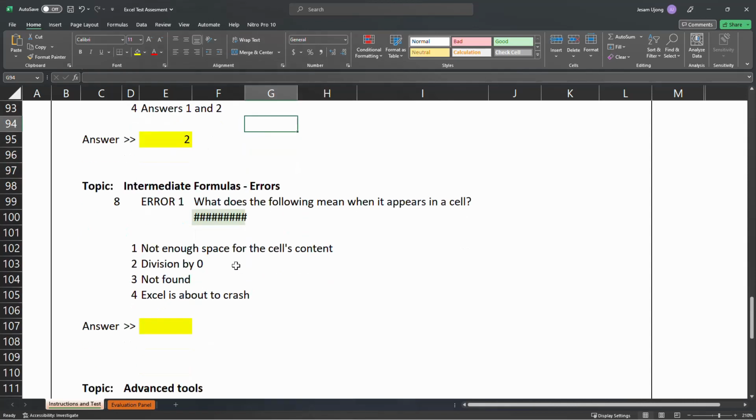Okay, so question 8. What does the following mean when it appears on a cell? This hash hash hash. I'm sure we've experienced this in the course of the learning, right? So what does it mean? If we're experiencing things without letting me know, I don't remember teaching you this. Good. Not enough space for the cell's content. Okay, if you say so, one.